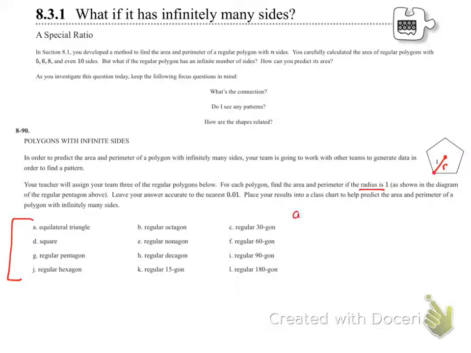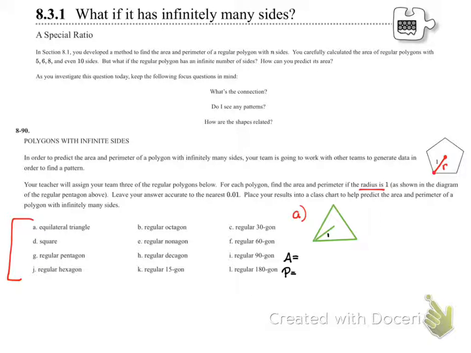Why not? Okay, so let's say we have an equilateral triangle and we want to find its area and perimeter, and all we know about it is that the radius has a length of 1. That's all we know. We want to use that information to find the area. We also want to use that information to find the perimeter.